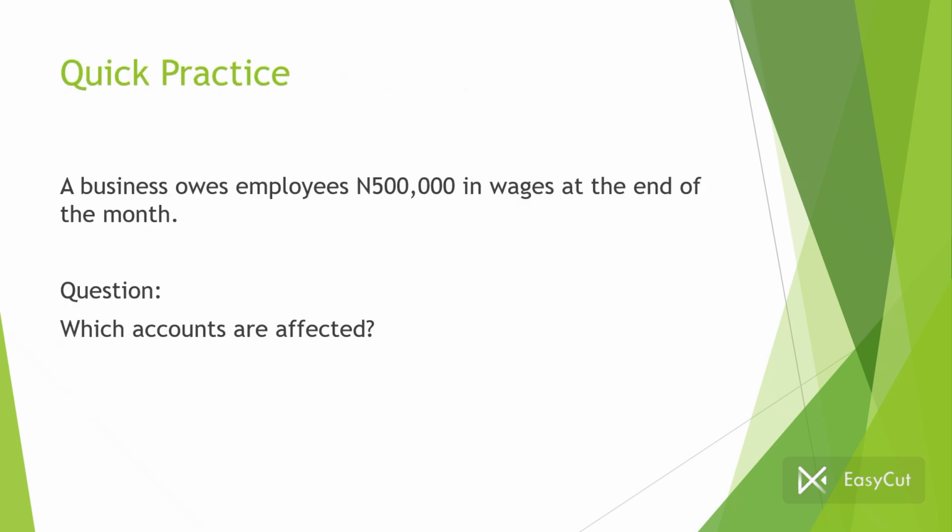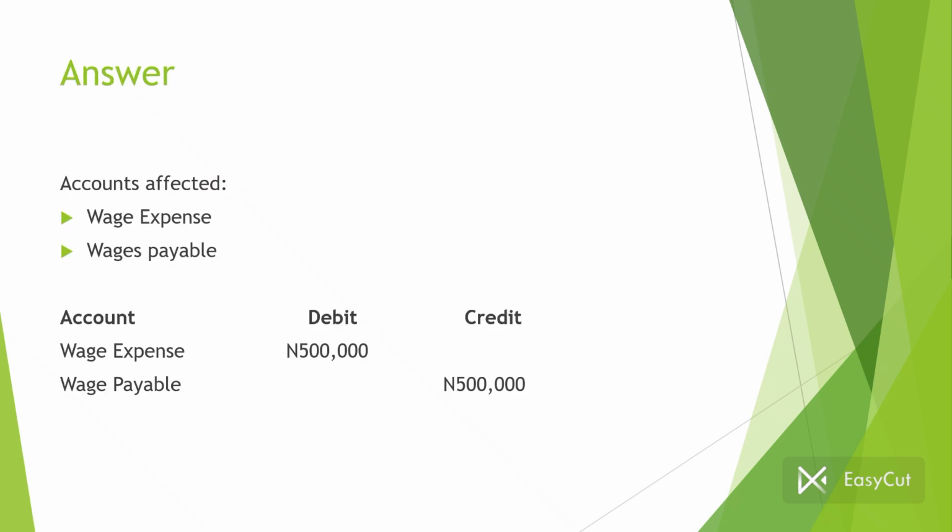Now, a quick practice. A business owes employees 500,000 naira in wages at the end of the month. What accounts are affected? Think about it. The answer is the wage expense account and the wages payable account. The wage expense account will increase on the debit side with the 500,000 amount, and wages payable will also increase on the credit side because it is a liability. Although it's an expense, it is also a liability because it has not yet been paid.